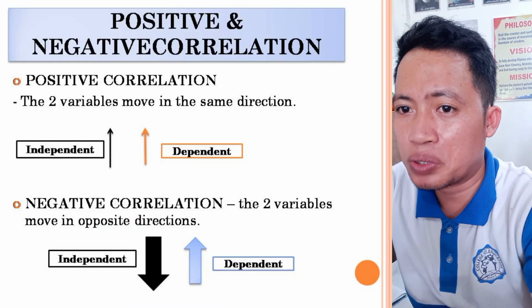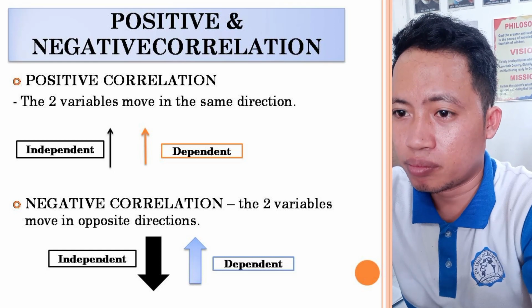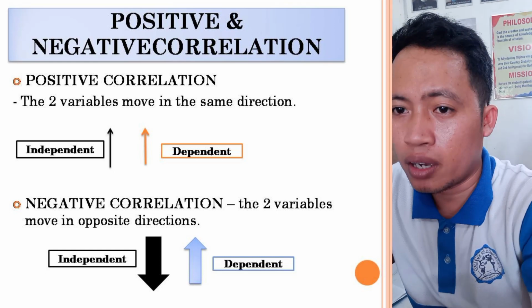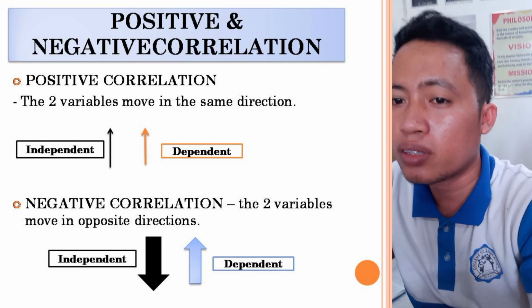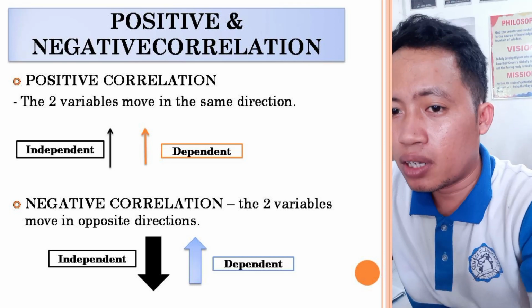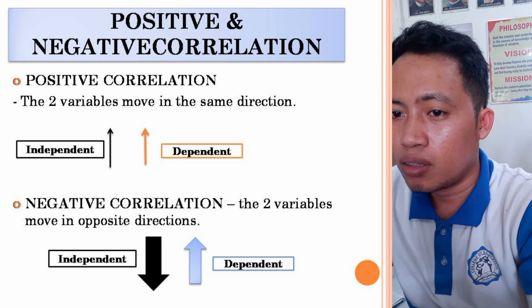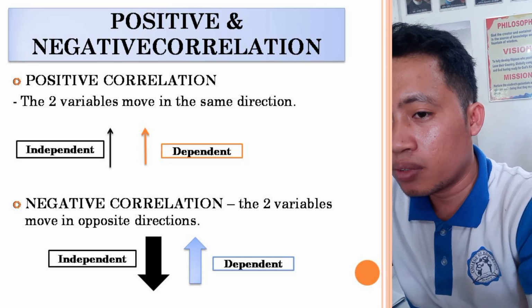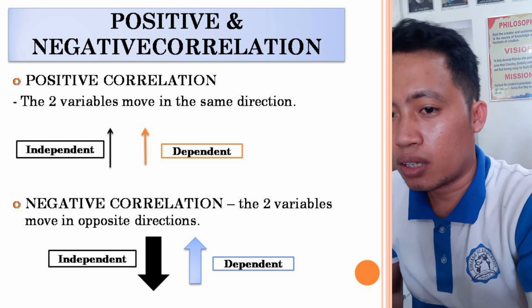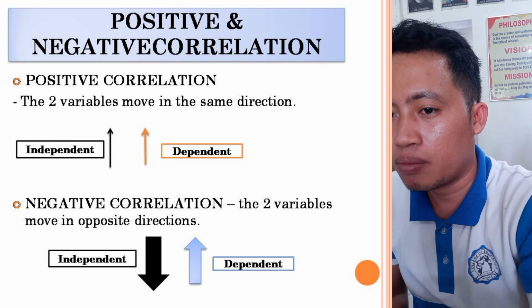Number one, positive correlation, and negative correlation. When you say positive correlation, the two variables move in the same direction. So if the independent variable is increasing, the dependent variable is also increasing. If it is decreasing, then both of the variables will decrease. Understood? How about negative correlation? The second, we have negative correlation.